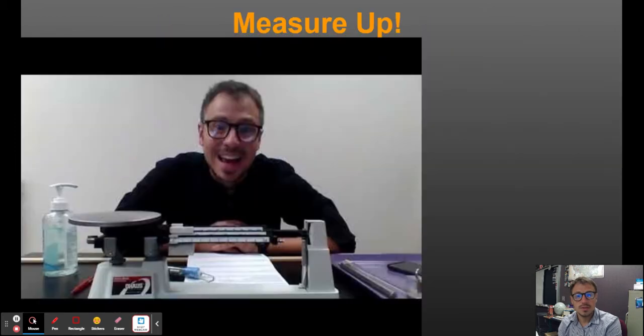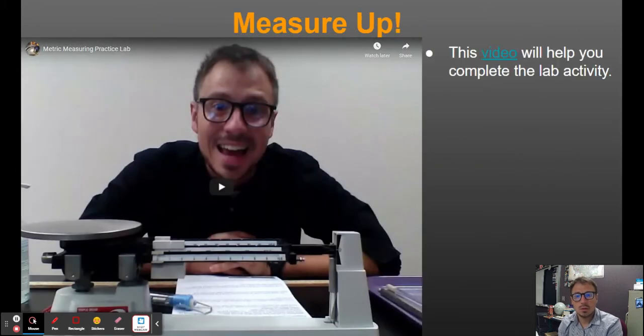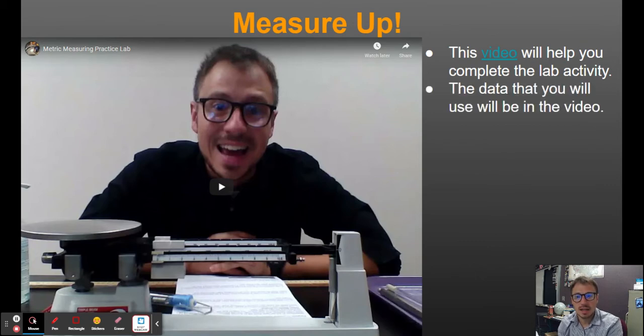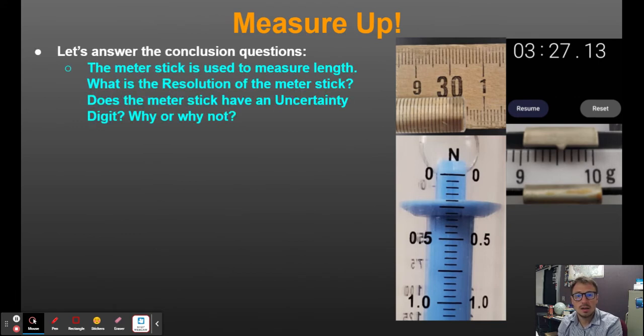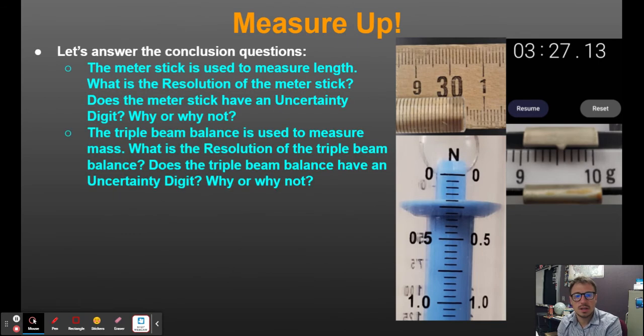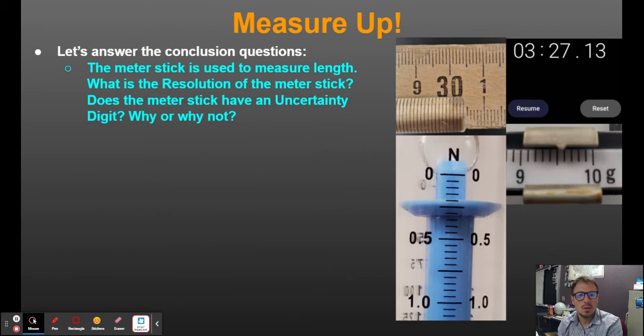So that's what affects it. All right. So the Measure Up Lab was designed to go into that, and it was designed to measure different measurements, whether you're measuring the meter stick or length, mass, force, or time. Right. So the first part was to look at the meter stick and say what the resolution is and if it has an uncertainty digit or not, and why or why not.